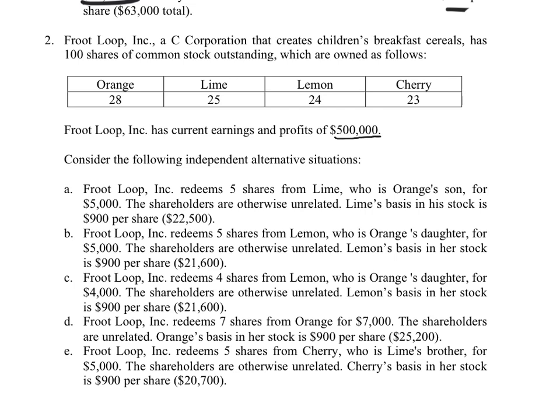So we have 5 independent situations. So Fruit Loop, and they're all separate situations. Fruit Loop redeems 5 shares from Lime, who is Orange's son, for $5,000. The shareholders are otherwise unrelated. Lime's basis is $900 per share.